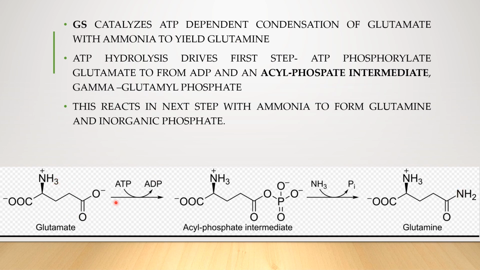ATP hydrolysis drives the first step, wherein the ATP phosphorylates the glutamate to form an acyl phosphate intermediate. Then ammonia steps in, the phosphate is replaced by ammonia, inorganic phosphate is released, and ammonia gets attached, and finally glutamine synthesis takes place.